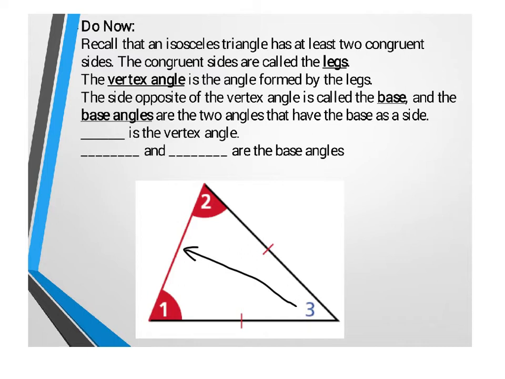And you see the two angles highlighted here, 1 and 2. Those are called the base angles. So here we go, I'm going to write in what's supposed to go here. It says blank is the vertex angle. Well, we discovered that was angle 3. And then angle 1 and angle 2 are the base angles. Okay, so that's a little bit more about isosceles triangles than you knew before.